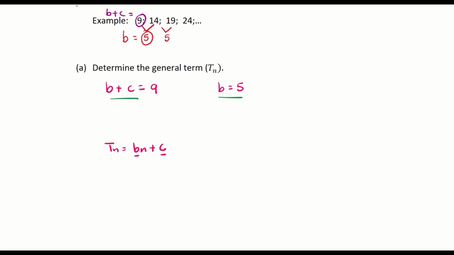Okay, so we've got B, so Tn is equal to 5n plus C, and we don't know what C is yet. So I go back to B plus C equals 9, and from there I can solve C because I know that B is 5. So therefore 5 plus C is equal to 9. Therefore C is equal to 9 minus 5, which is 4. So my general term is Tn is equal to 5n plus 4.